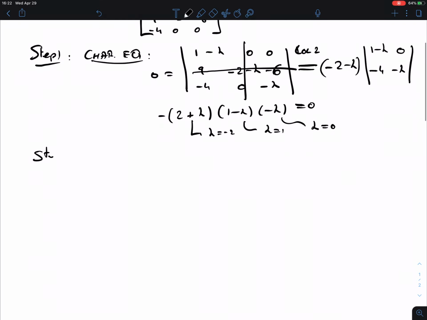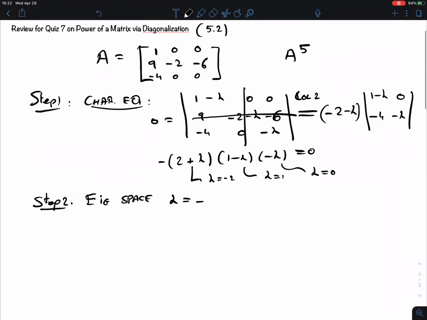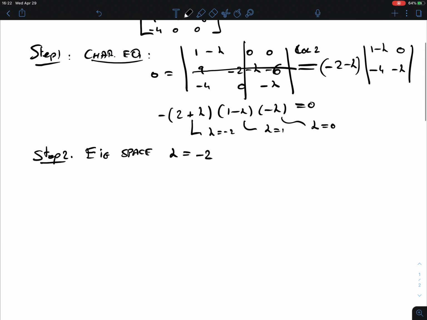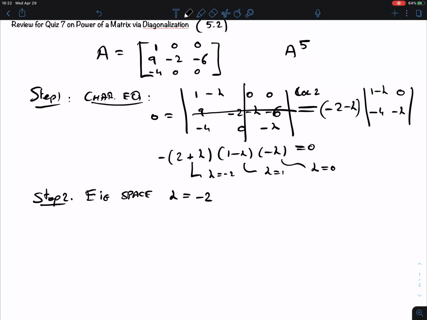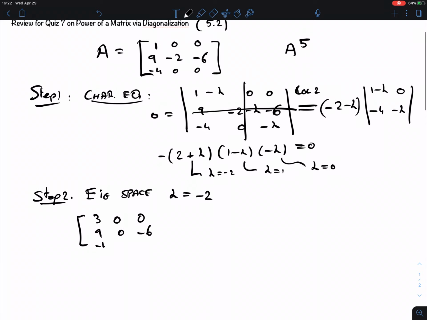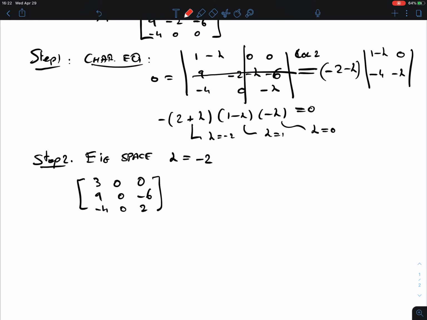Step 2. Eigenspace for lambda, well, let's do negative 2 first. Okay, we subtract negative 2 from the diagonal. It means adding 2 to the diagonal, so we get 3, 0, 0, 9, 0, negative 6, and negative 4, 0, 2. Okay, luckily, with so many zeros, it's always good, right?